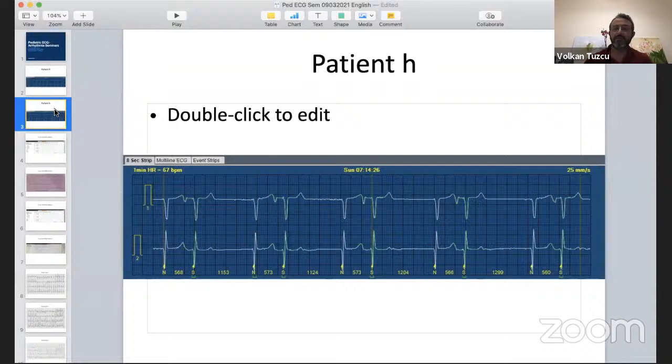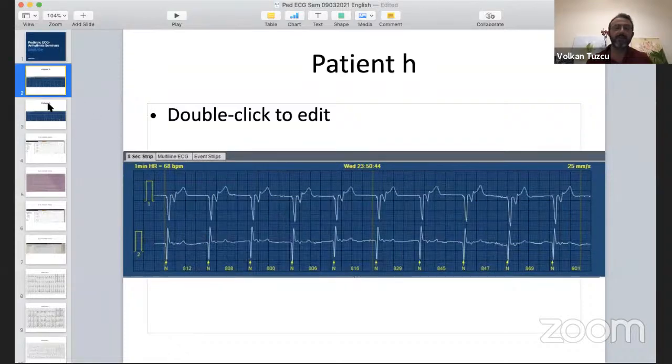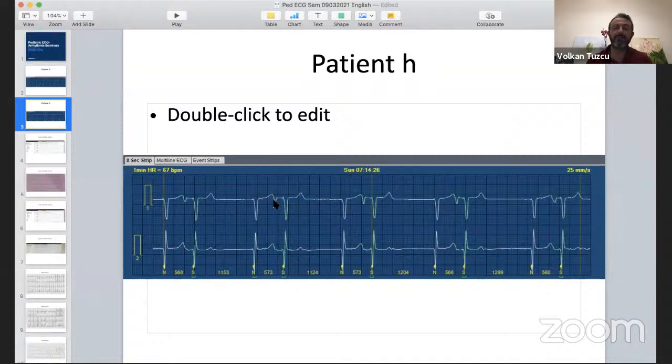Okay. No, it's not a possibility, right? Why? Because first of all, we don't see retrograde P waves anymore. These P waves come much later than the previous one. So therefore, this is not a retrograde P wave. This is a P wave. Maybe it's an atrial escape. We don't know, but maybe it's a PAC.